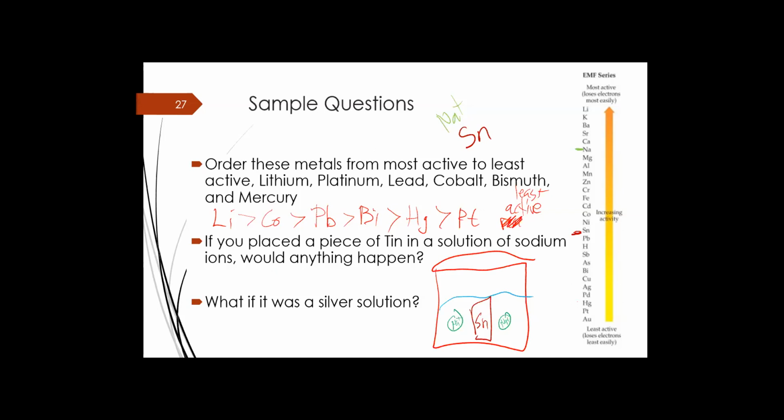And so in this case, we're trying to see, does it make sense? And so far it does. That tin should stay where it is because that sodium is more active than it, and so it's more likely to be the one to be the ions. But let's change that. Let's say that instead of sodium, what if this was silver, Ag+. So now we have silver ions in there.